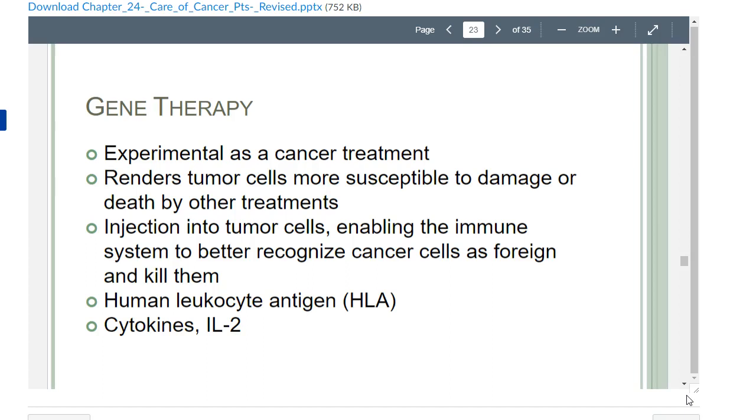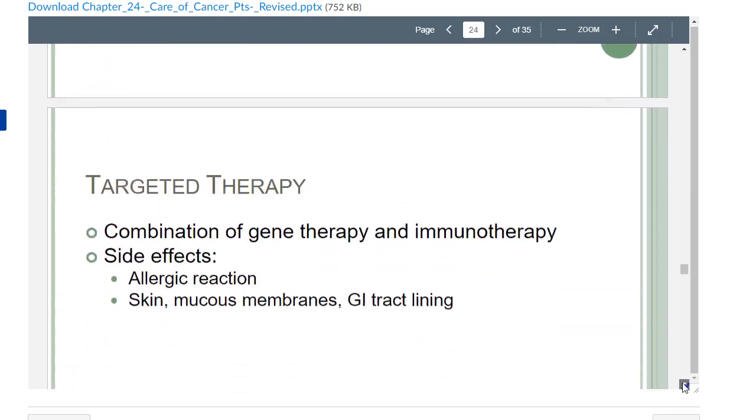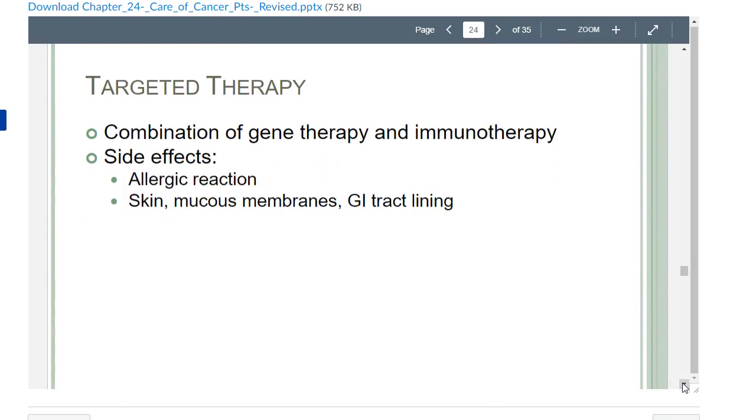And what many times with this gene therapy, they bring more of these genes on board that can actually remain active for 6 months, okay, to hopefully eradicate these cancer cells. And then, of course, targeted therapy, which is a combination of some of these therapies that I've just talked about. But, of course, with all these therapies comes the potential for serious side effects, okay?